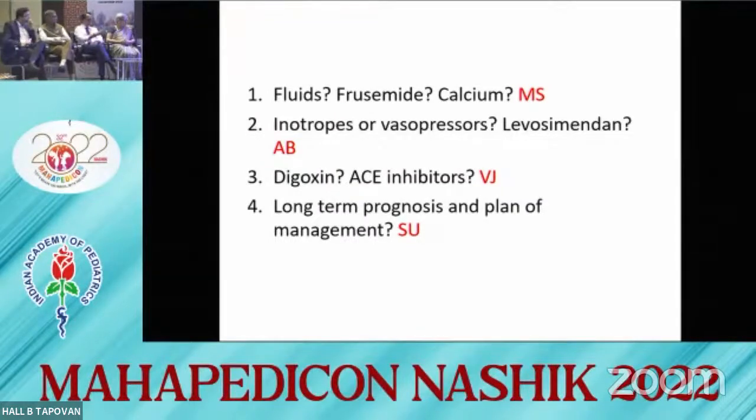So, ma'am, what this child was not coming off, as soon as you de-escalate the inotrope, the child used to have dropping numbers, urine output used to drop. The child used to become tachypneic. So how do we go for long-term management?